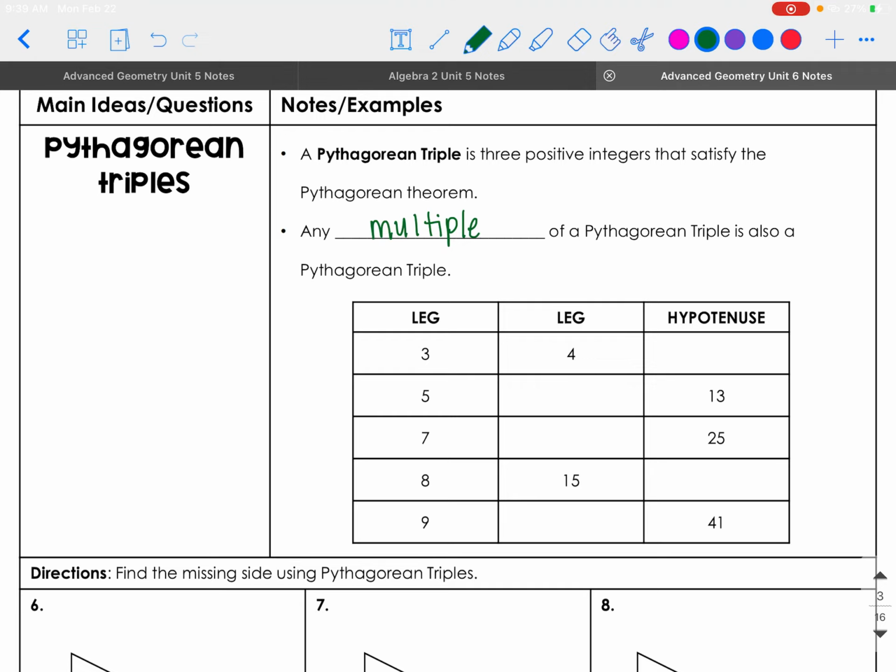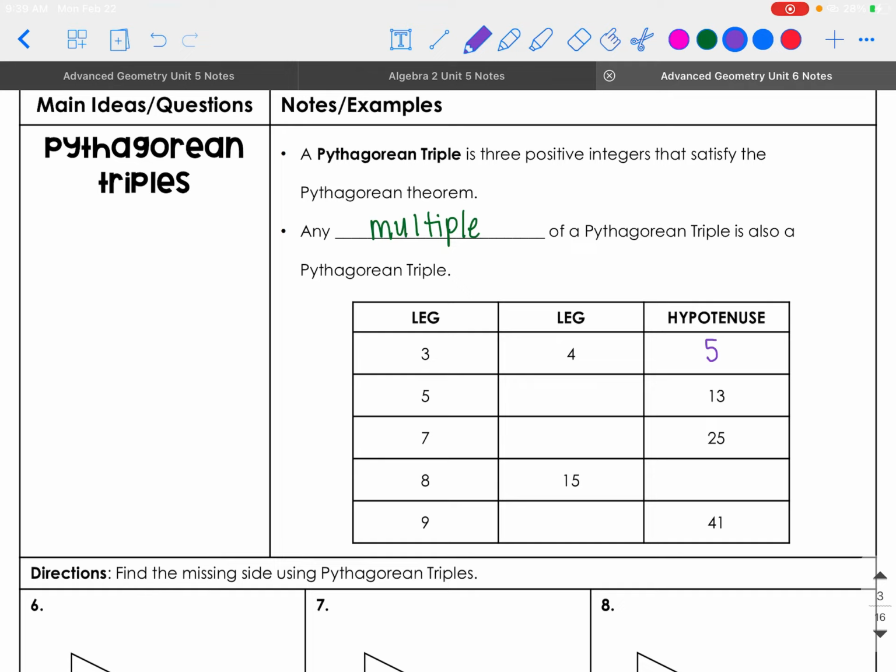The most common one you'll see is a 3, 4, 5 triangle. So the legs are 3 and 4, and then the hypotenuse is 5. Now, any multiple would also be considered a triple, like 6, 8, 10, or 9, 12, 15. If we multiply all of those numbers by 3, 4, 5, we get 7, 13, 29... it's still a Pythagorean triple. So 3, 4, 5 is the absolute most common one. You need to have that memorized.